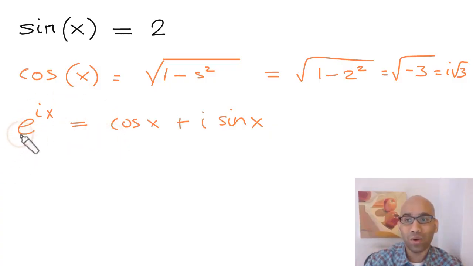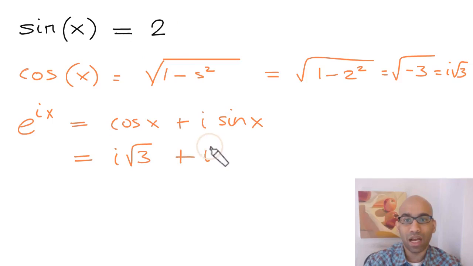Okay, we're back now. We've got e power ix is equal to cosine of x plus i sine x. So let's plug in these values here. We've got cosine x to be equal to i times square root of 3, and we've got sine x to be equal to 2. So we write down i times 2 here, and so we've got e power ix is equal to all of this. Now let's take logs on both sides. So we're going to have log of e power ix, and log of e power a is just going to be equal to a. So we can write this just as ix.